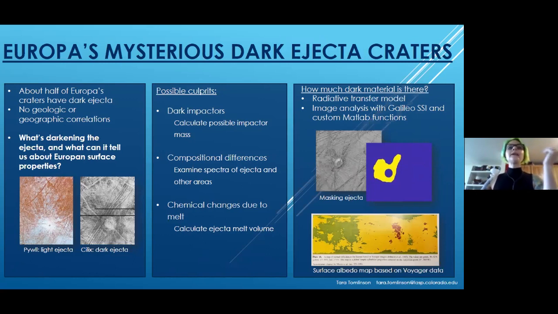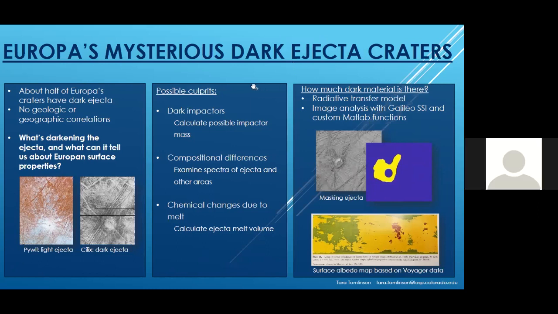Secondly, I wanted to consider any underlying processes that might be causing chemical changes to the ejecta. To do this, I wanted to look at the spectral signatures in and around the ejecta to see if any chemical signatures immediately jumped out as something that could be darkening it. Thirdly, I noticed that most of these dark ejecta craters have what looks like fluidized ejecta, which makes sense. So by understanding how much melt would be generated in a Europa-scale impact, I can compare that to the amount of dark material observed in the ejecta and see if they match up.